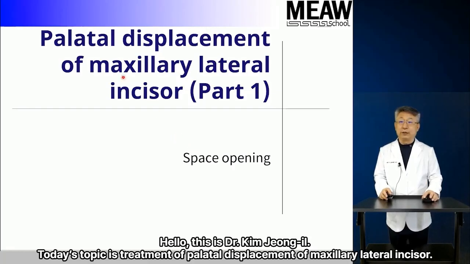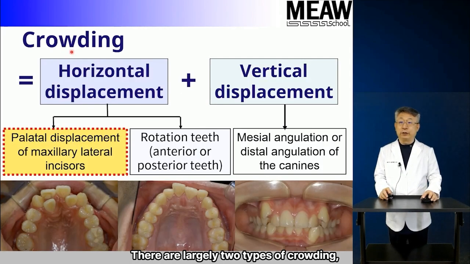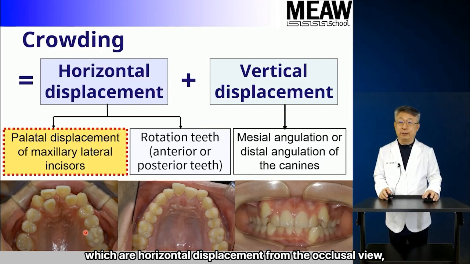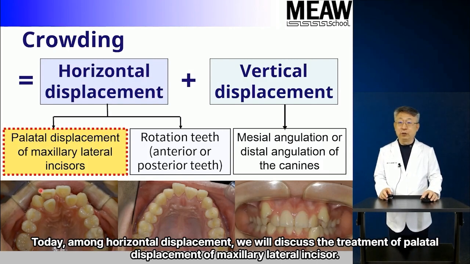Today's topic is treatment of palatal displacement of maxillary lateral incisor. In Part 1, we will discuss in detail about gaining space. There are largely two types of crowding, which are horizontal displacement from the occlusal view and vertical displacement from the frontal or side views. Today, among horizontal displacement, we will discuss the treatment of palatal displacement of maxillary lateral incisor.